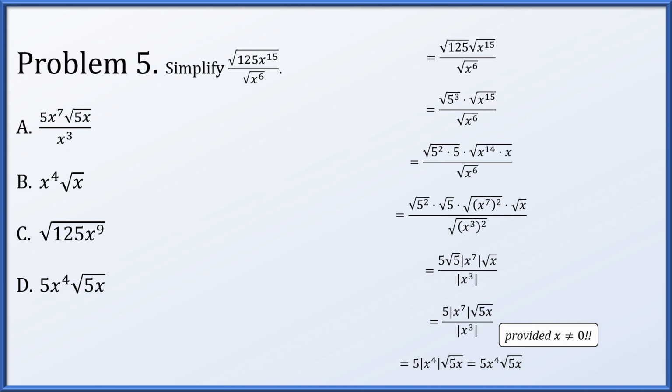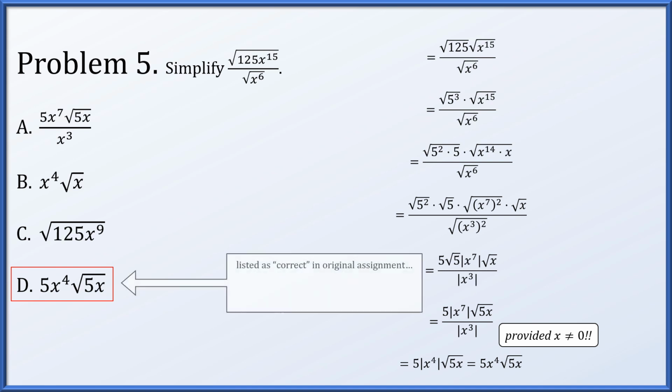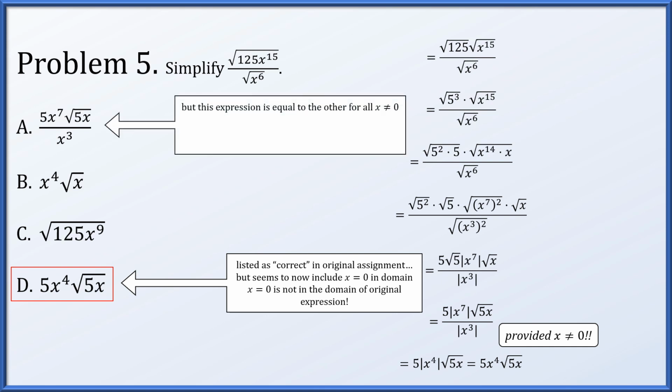However, it's important that this is only true if x is not 0. Down at the bottom line, x equals 0 looks like a perfectly legitimate expression, whereas in the line above, it's clearly not. So option D is listed as correct in the original assignment, but it looks like it's including x equals 0 in the domain, whereas x equals 0 is definitely not in the domain of the original expression. This expression is the same for all other values of x and clearly indicates x equals 0 cannot be in the domain. Now the absolute value doesn't show up here.